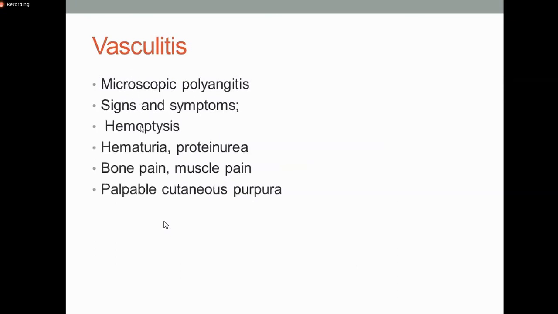Signs and symptoms will be based on, as we have already discussed, the number of systems affected, which is quite wide. If the lung is involved, hemoptysis, hematuria. If bladder and kidney are involved, proteinuria, bone pain, muscle pain, myalgias based on the muscle involvement, and skin involvement, cutaneous purpura.